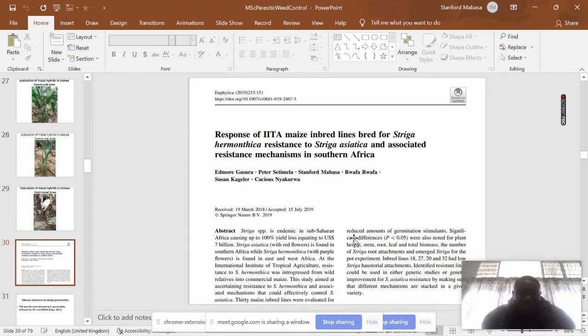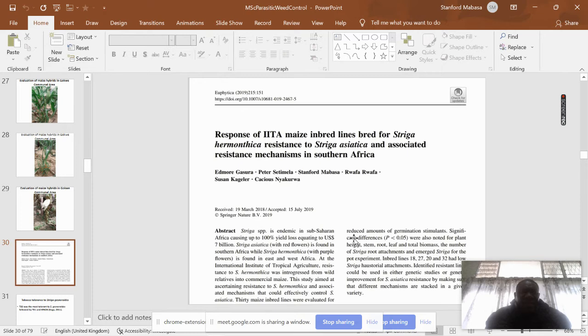Again, you could read another paper which is entitled "Response of IITA Maize Inbred Lines, Bred for Striga hermonthica Resistance, to Striga asiatica and Associated Resistance Mechanisms in Southern Africa." So the materials which were acquired from IITA were later screened here in Zimbabwe at UZ.